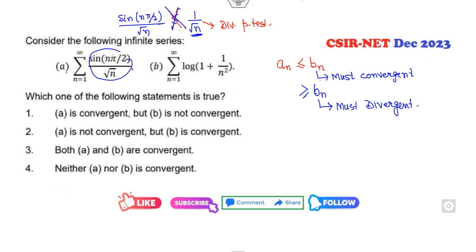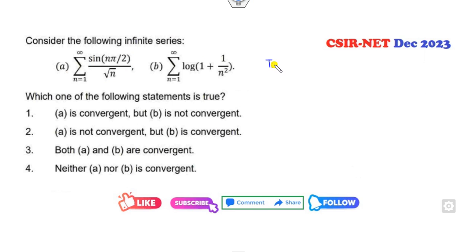So how can you solve this question? Very simple tip. Whenever you have a product term a_n b_n, this is said to be convergent if you prove that this b_n is bounded, and this a_n is decreasing and goes to 0.